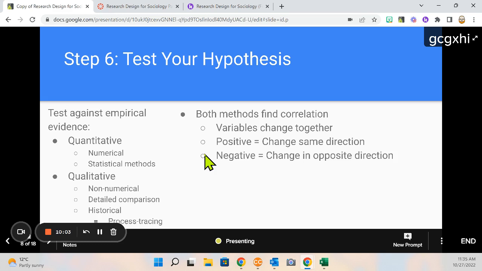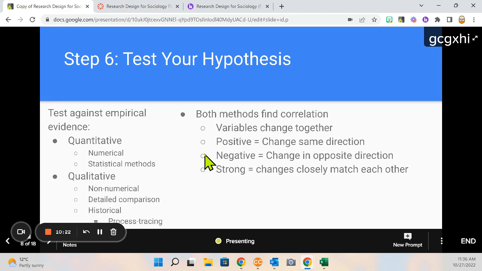Wait, but what if her money goes up, but then... I don't know. But that was why we did that example, is that money doesn't always... it's not always the most important determinant of your happiness.